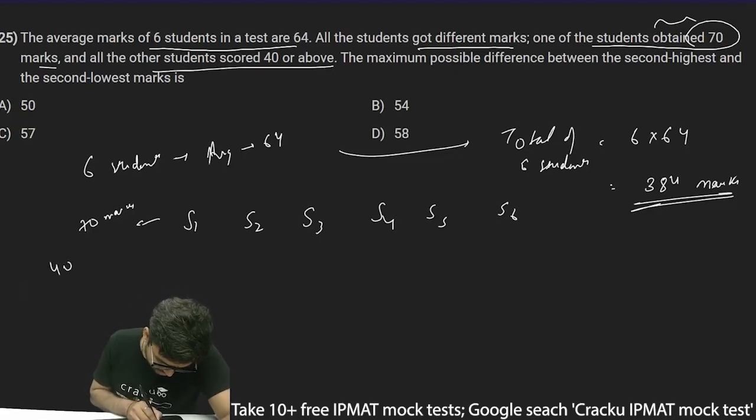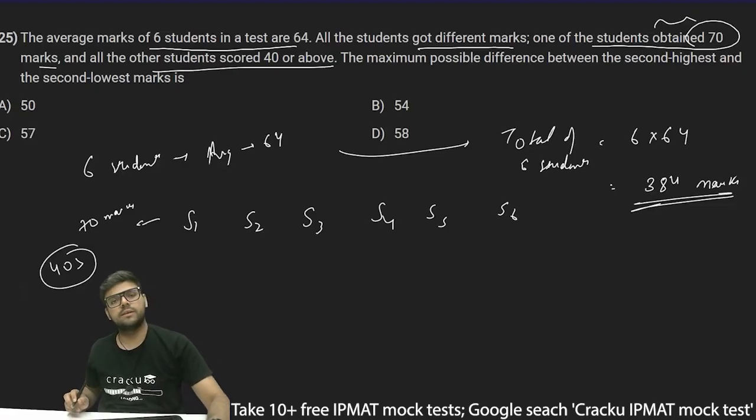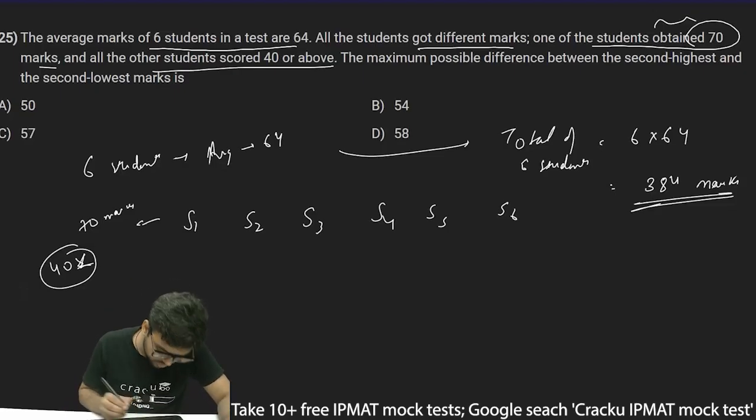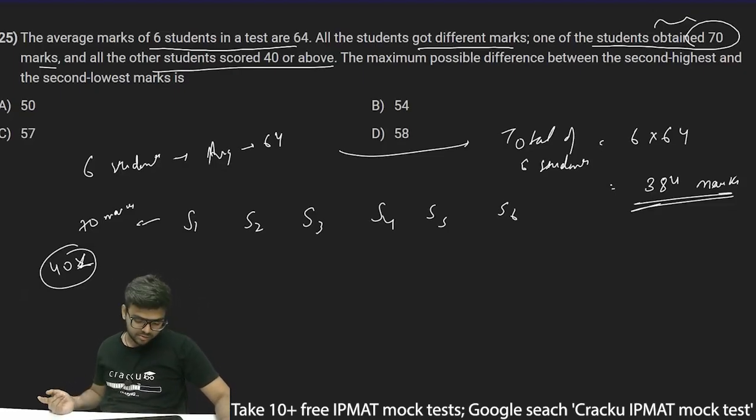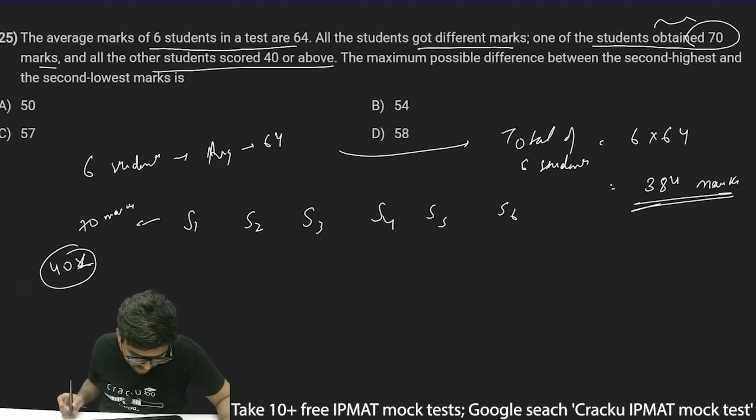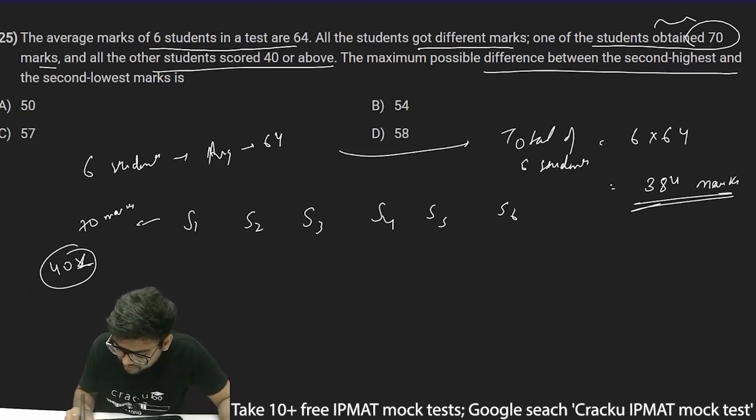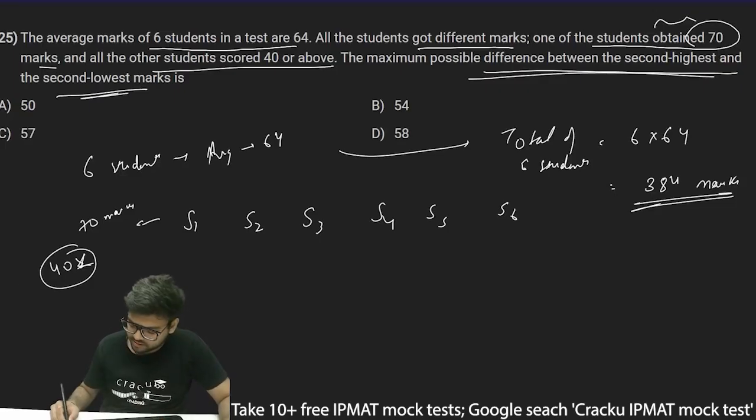So, others have scored more than 40. All the other students have scored more than 40, and one of the students is scoring 70 marks. The question is the maximum possible difference between the second highest and the second lowest marks.